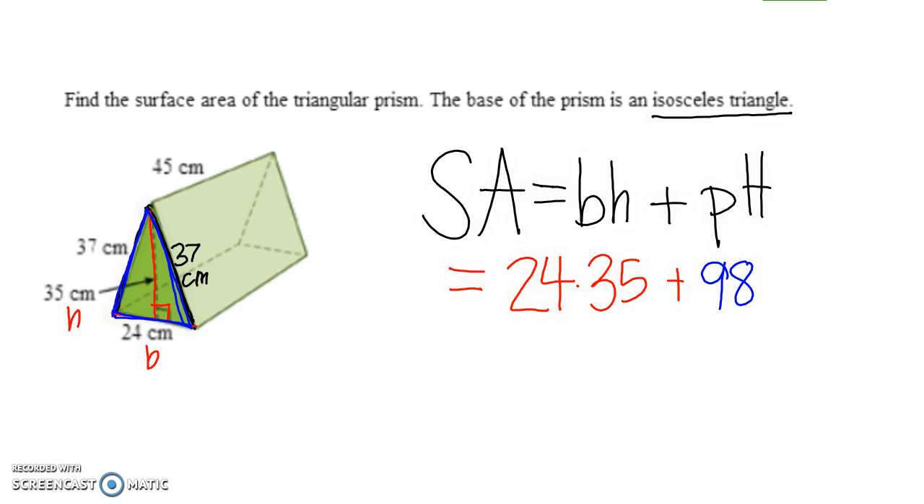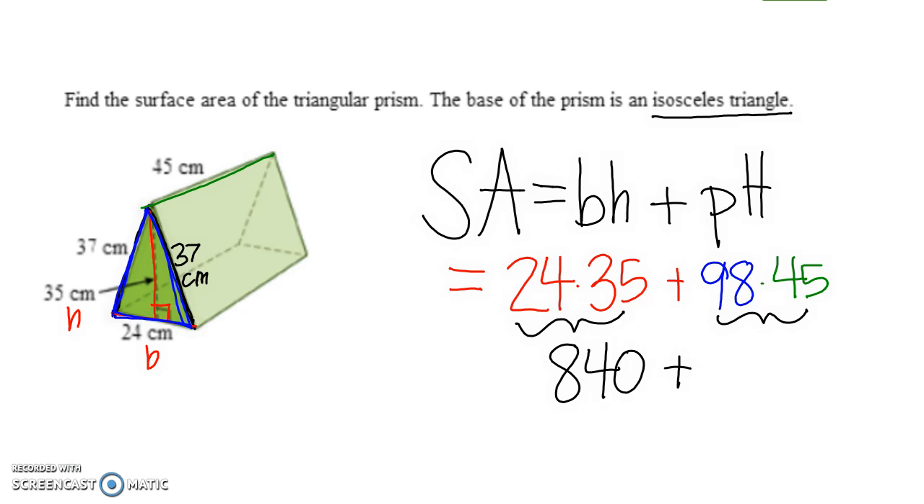Okay, and then the height of the prism, remember the height of the prism connects our front triangle and our back triangle, so that's going to be times 45. Alright, at this point we're going to multiply this group, we're going to multiply this group, and then we'll add at the end. 24 times 35 gives me 840.